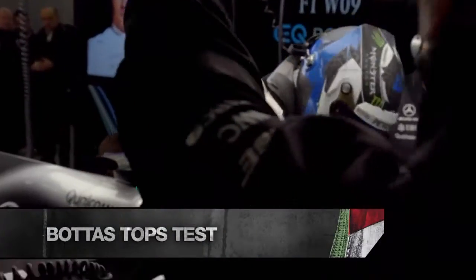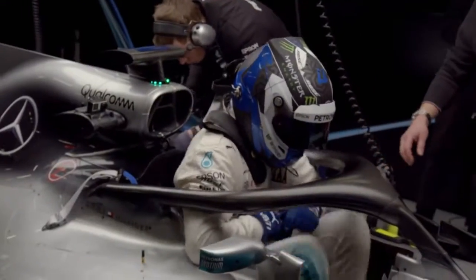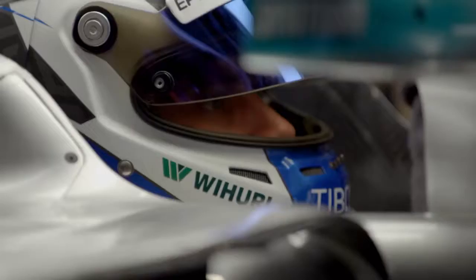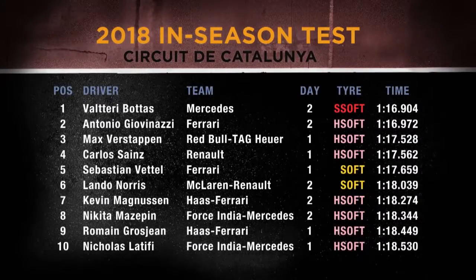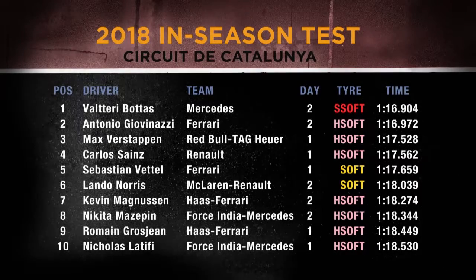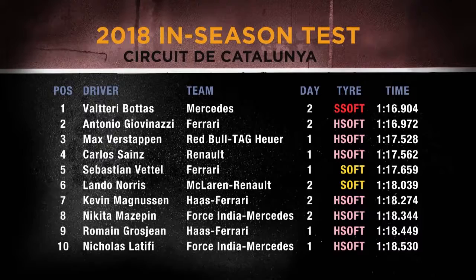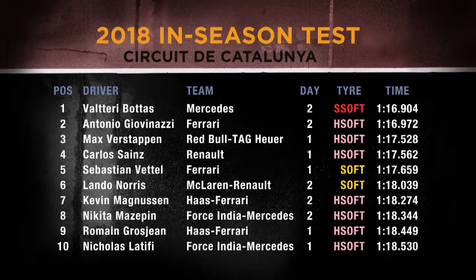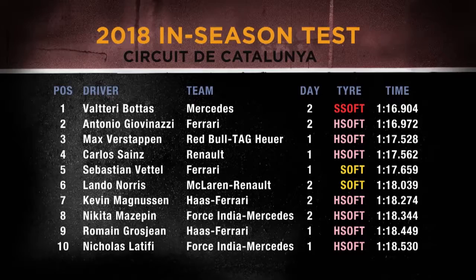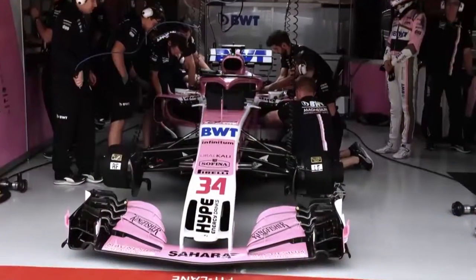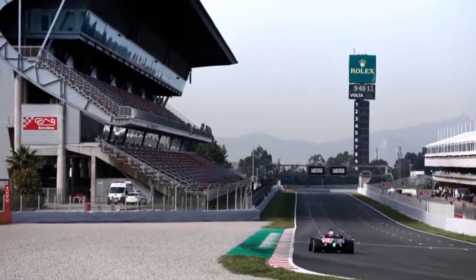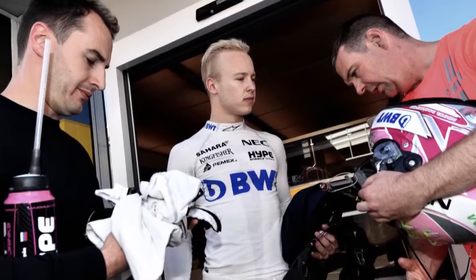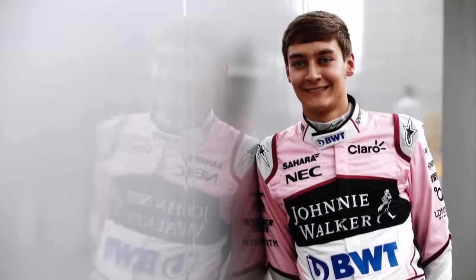Mercedes driver Valtteri Bottas topped last week's 2-day in-season test in Barcelona. His best laps were set on the Supersofts, 2 steps harder than his main rivals on the Hypersofts. Bottas pipped Ferrari reserve driver Antonio Giovinazzi, but on rubber that is agreed to be 1.3 to 1.4 seconds slower per lap. Red Bull Racing's Max Verstappen was 3rd, just ahead of Renault's Carlos Sainz. Across the field, there was good reliability, with Force India completing the most laps between its 3 young drivers, Nikita Mazepin, Nicholas Latifi, and George Russell.